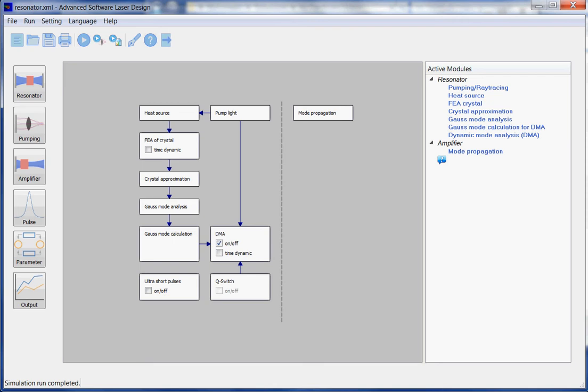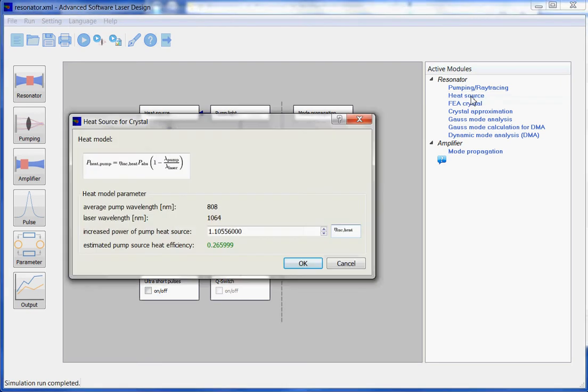Hello, this is a tutorial on calculation of the heat source in laser crystals using the software ASLD. When you click on the parameters of the module heat source, then you can see the heat source which ASLD is using.